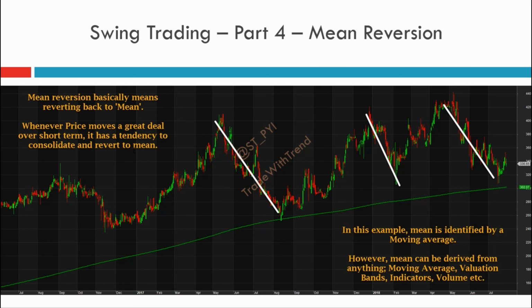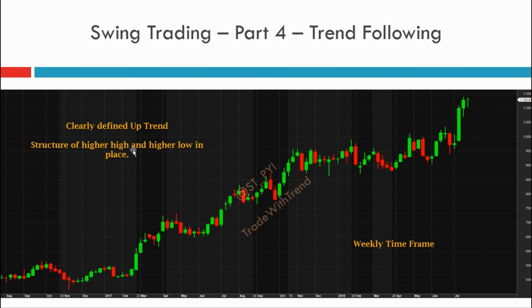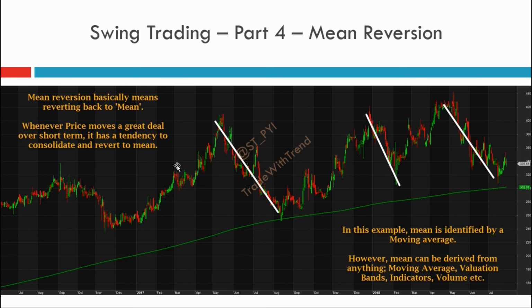So let me come to the concept of mean reversion and trend following. I'll just cover mean reversion first. Now what mean reversion basically means is reverting back to mean. Now if you have some basics of statistics, you would know what mean means. If you don't, I'll just explain it. Let's assume this is the 200-day moving average and you see price coming close to this average, and then you see price moving away. Now what price has done here is that it has moved away from the mean, right?